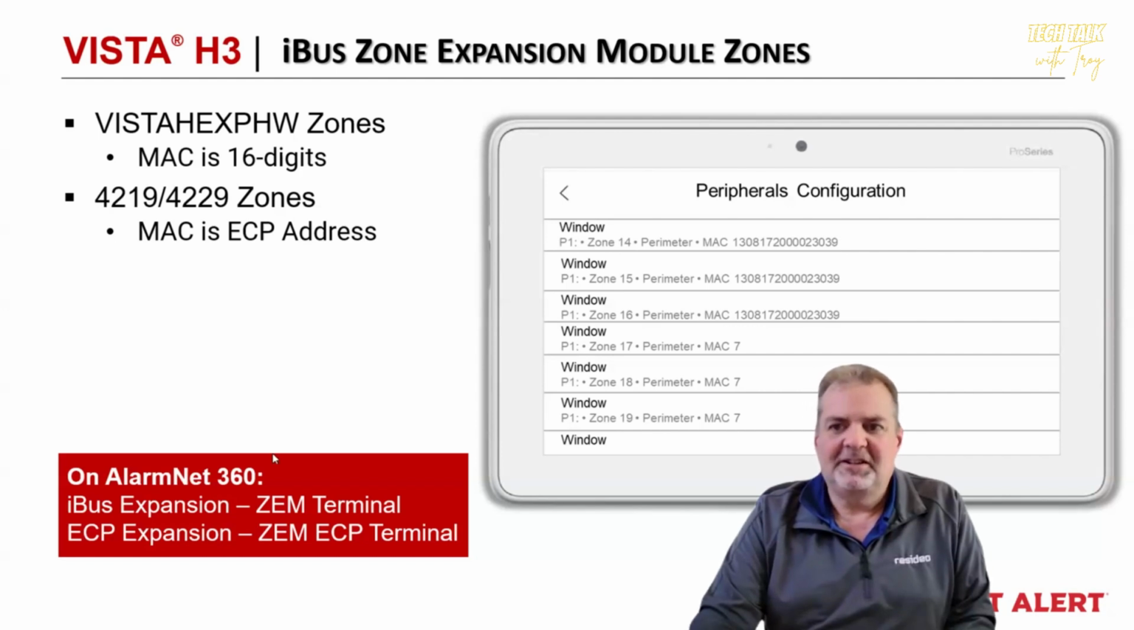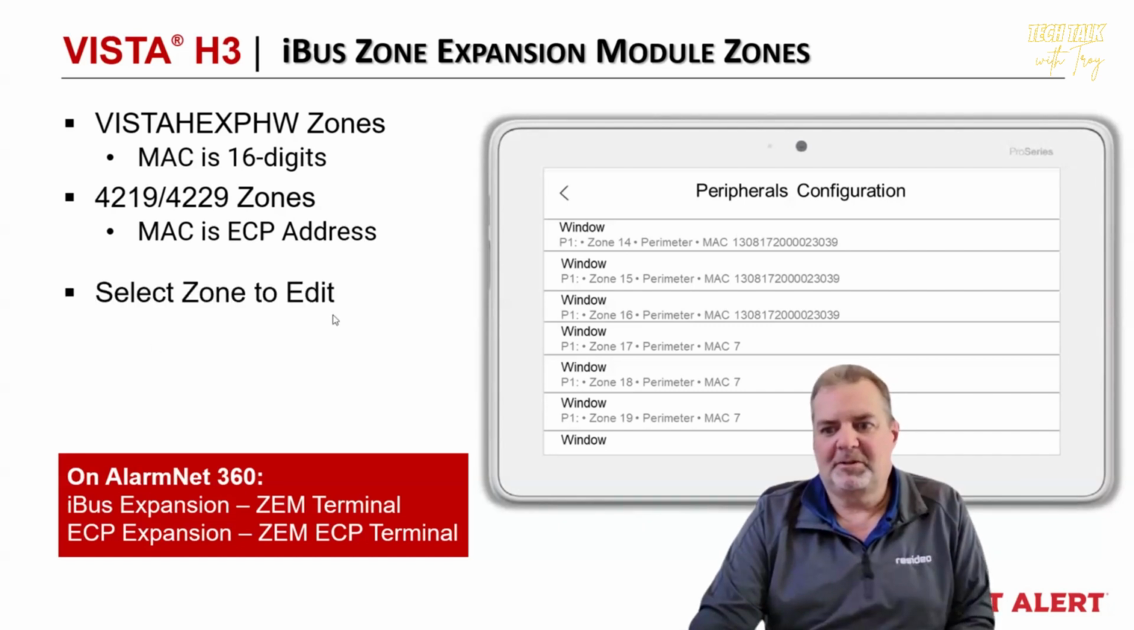Now on AlarmNet 360, there's a couple of new terms that you'll see. ZIM terminal means it's an iBus expander, and ZIM ECP terminal means it's on a 4219 expander. ZIM basically stands for Zone Expansion Module.